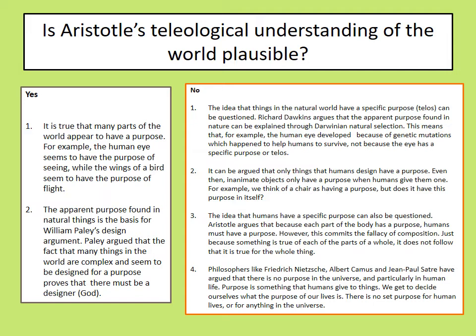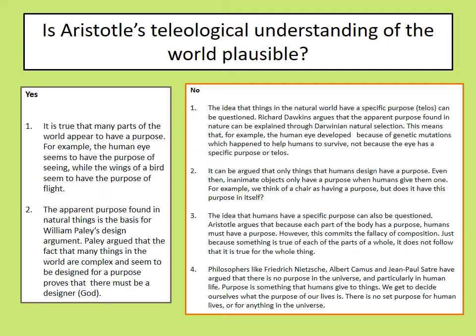So here I've got, is Aristotle's teleological understanding of the world plausible? And I've got some arguments for yes and some arguments for no. So I've put first for yes. It is true that many parts of the world appear to have a purpose. For example, the human eye seems to have the purpose of seeing, while the wings of a bird seem to have the purpose of flight. When you look at those things, it seems obvious that they are made for that purpose.